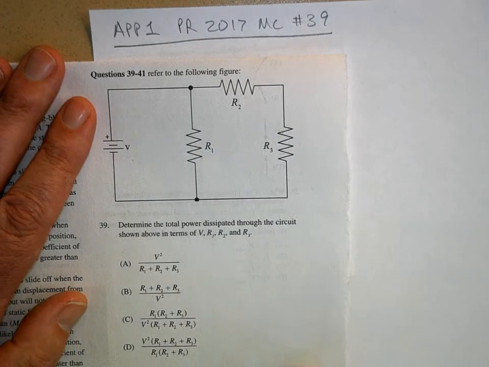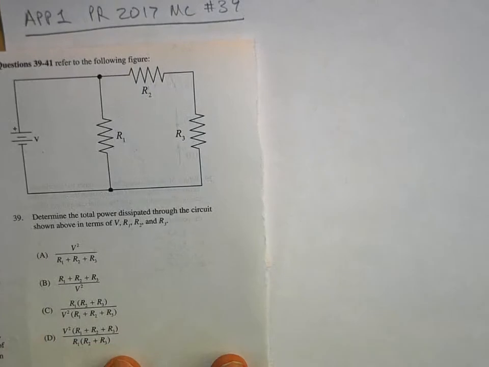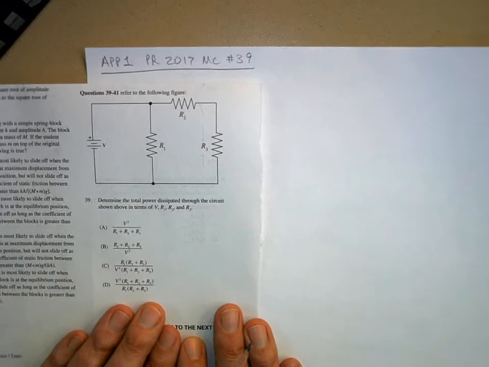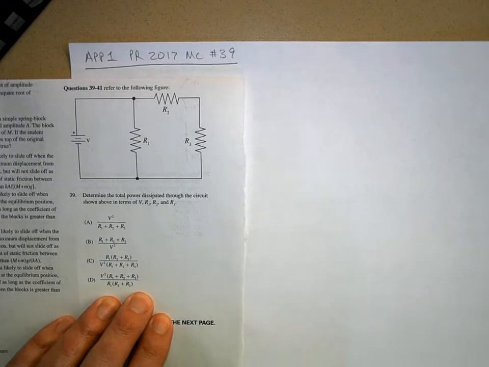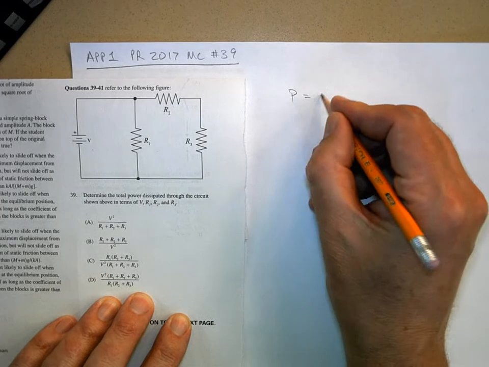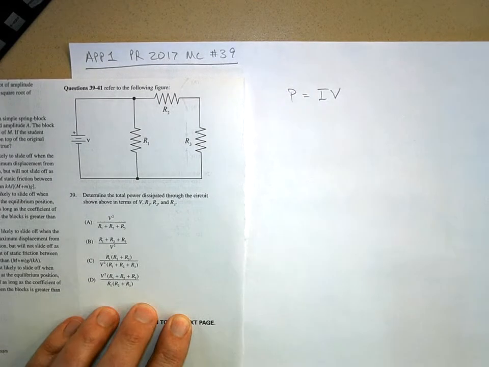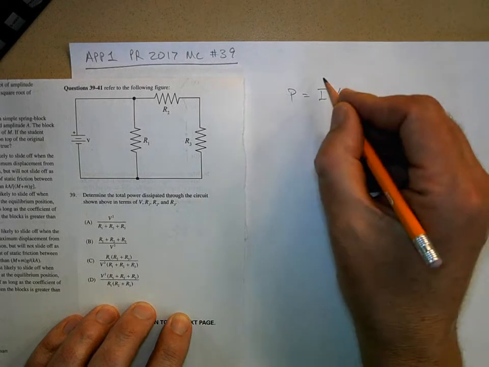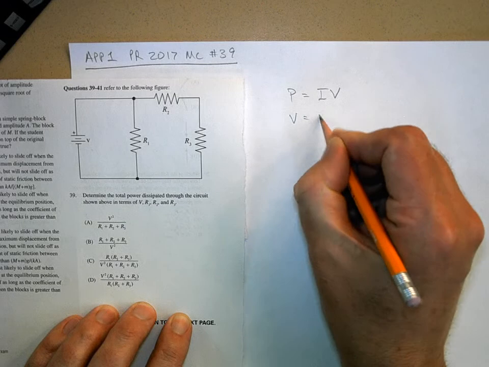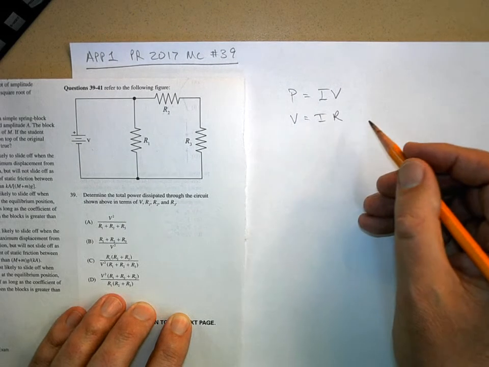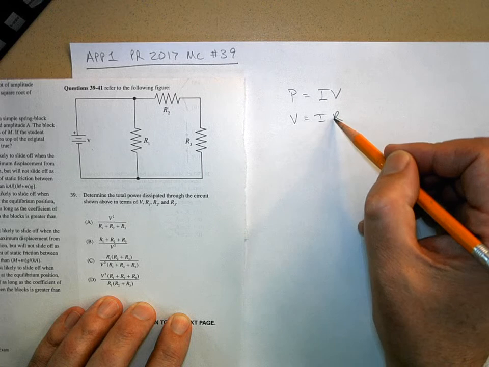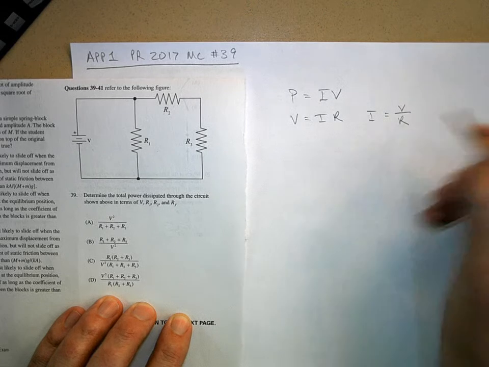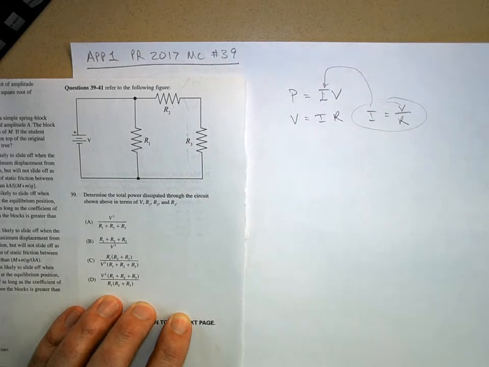So let's figure that out. Let me zoom out a little bit. Well, what's the power equation? P equals I times V, but we really want it in terms of the resistors. So I know that V equals IR. I don't want to substitute for V, since I don't know what I is. But I do know that I equals V over R from Ohm's law. So let's put that in there.